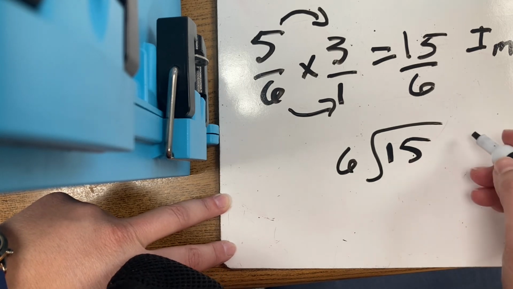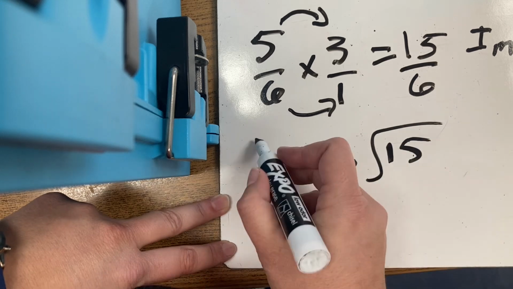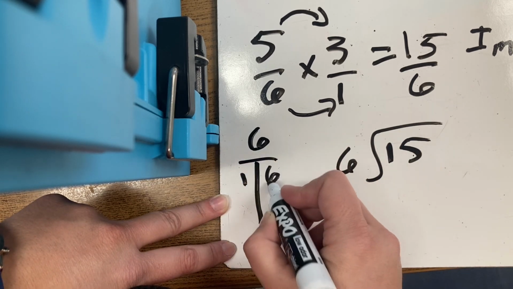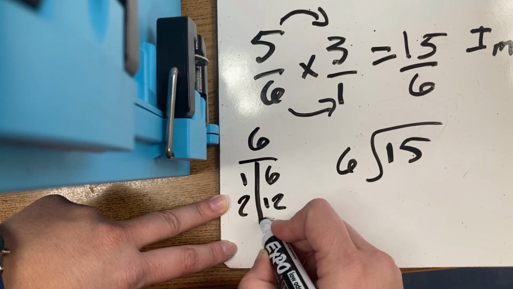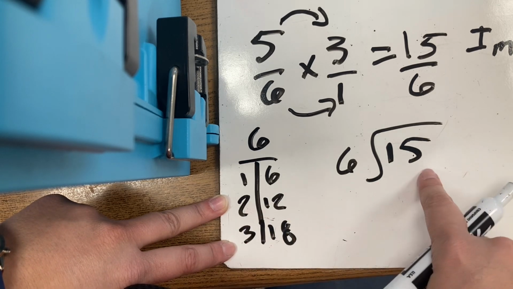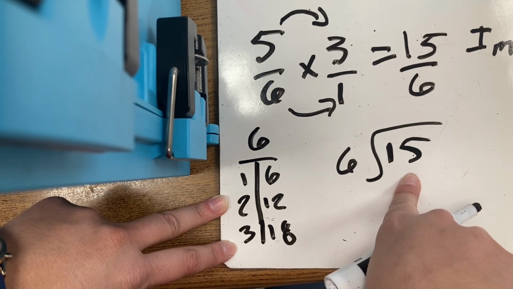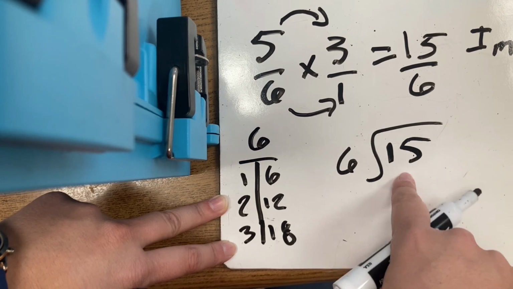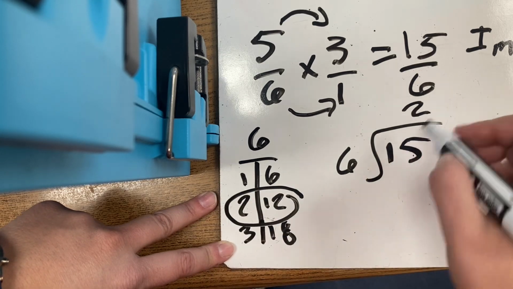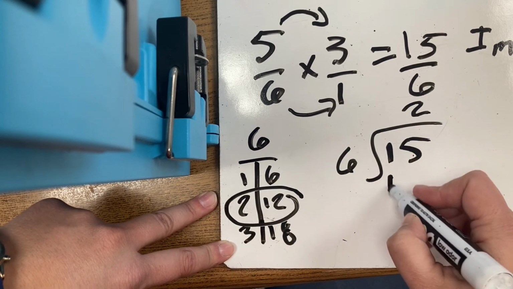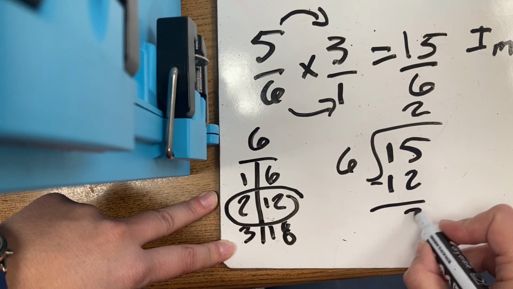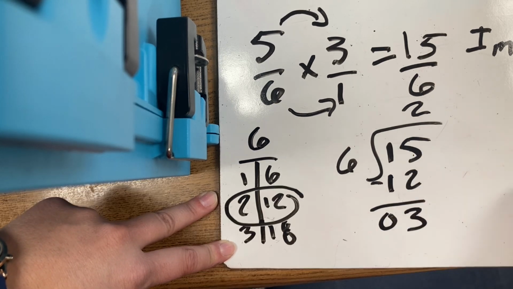Okay, so if you need to make a chart for the 6's, I can do one over here real quick. 1 times 6 is 6, 2 times 6 is 12, 3 times 6 is 18. So I'm going to have to use 2 because I need to get as close to 15 as I can without going over. So 6 times 2 is 12, and I subtract it. 15 minus 12, 5 minus 2 is 3, 1 minus 1 is 0.